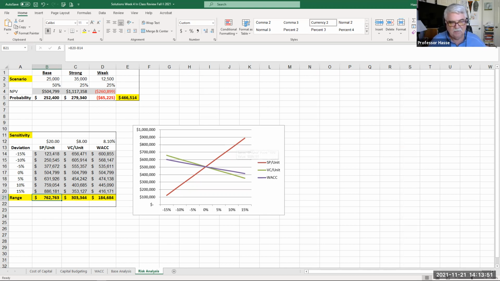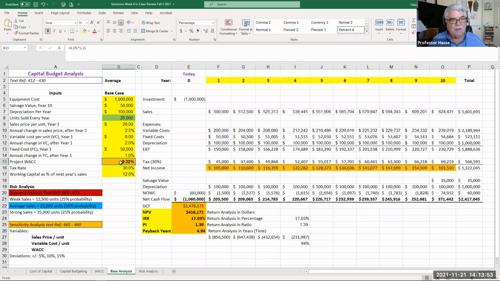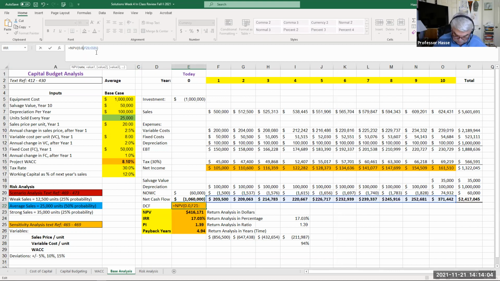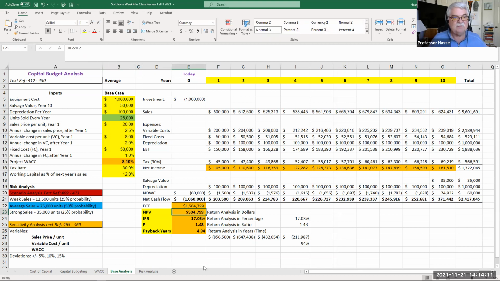So remember, when you're all done, go back to the original amount and put that back into the original discounted cash flow, 0.810, and everything is now back to normal. And now we've completed our risk analysis.